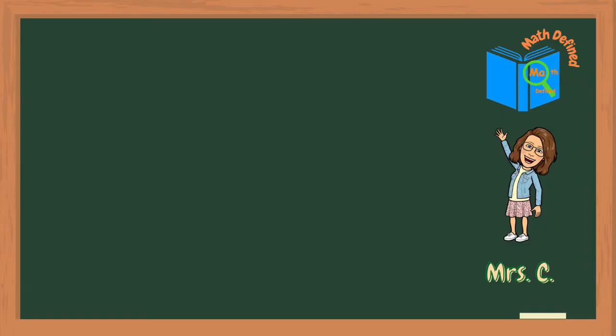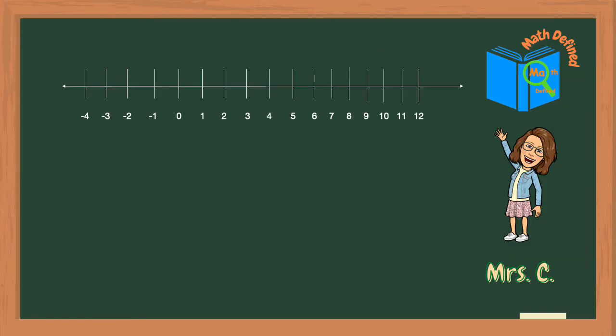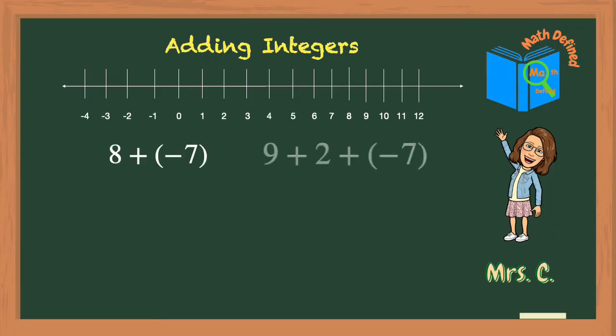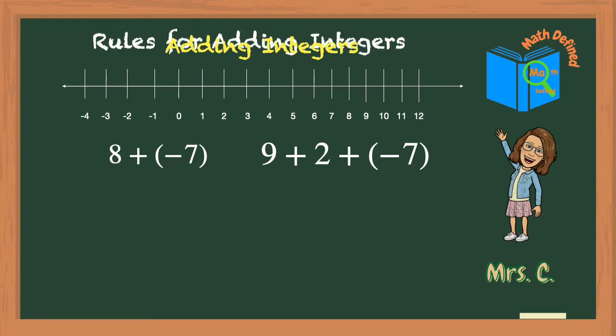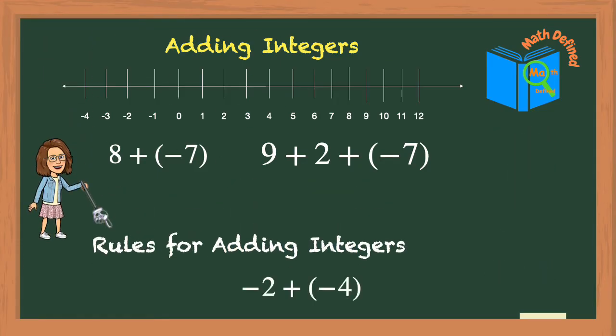In this video, I will show you how you can use number lines to add positive and negative numbers, also known as integers. I'm going to show you a few examples using number lines, but then I'm also going to give you the rules for adding integers without using any number line at all. You won't want to miss that, so let's get started.